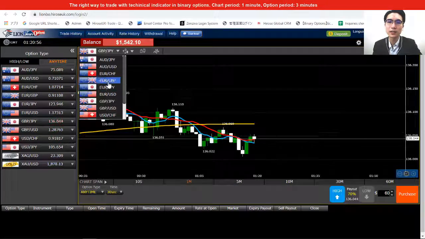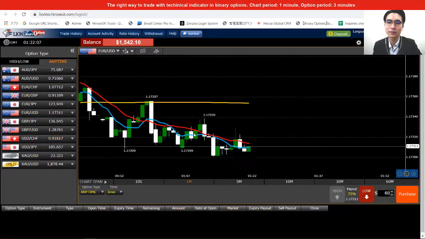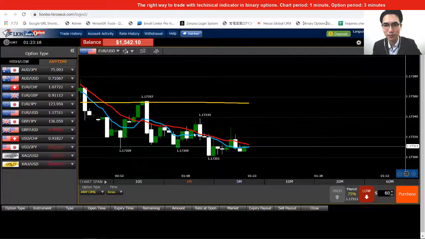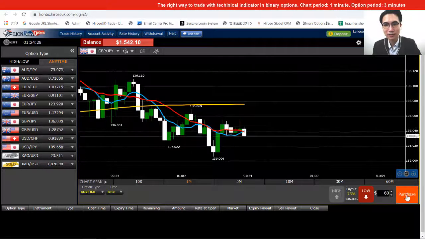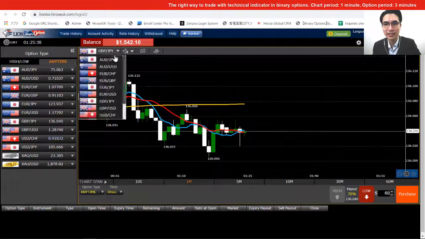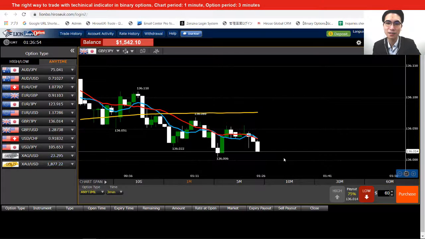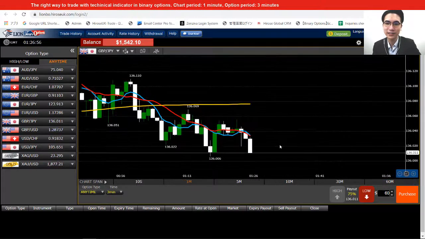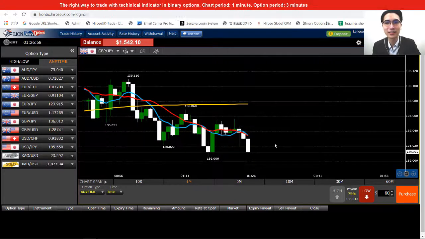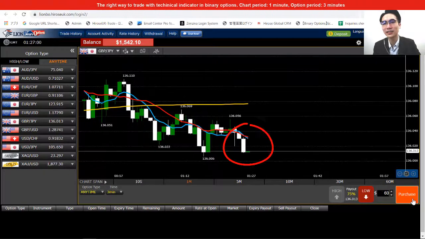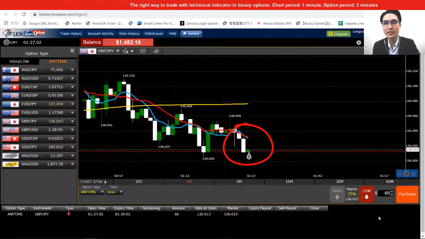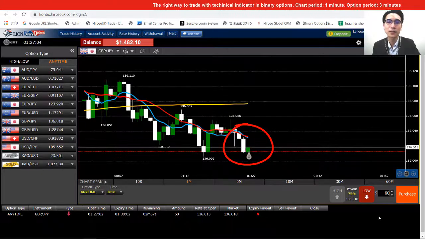Okay, just browse a bit more. Okay, now I see that the yellow simple moving average is above the candlestick. So I know that the market is most likely to be in a downtrend. So now I opened a low option.